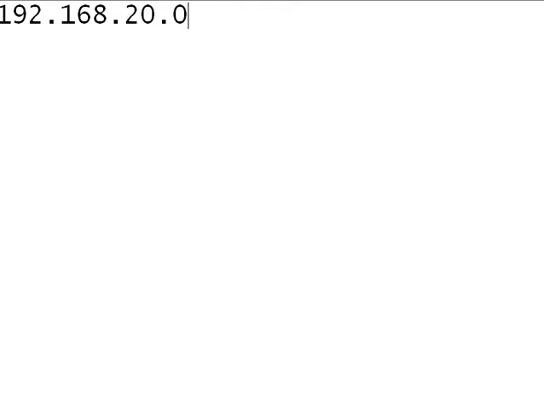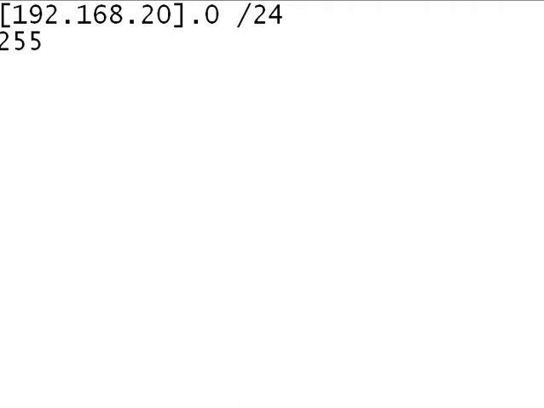In a class C network, the one rule whenever you are creating subnetworks is to keep the network address fixed, meaning the first 3 octets, 192.168.20, should not be touched. If I look at the CIDR notation of it, it is /24. Clear? If it is /24 initially, then this was my subnet mask initially. Now I have to create 8 subnetworks.